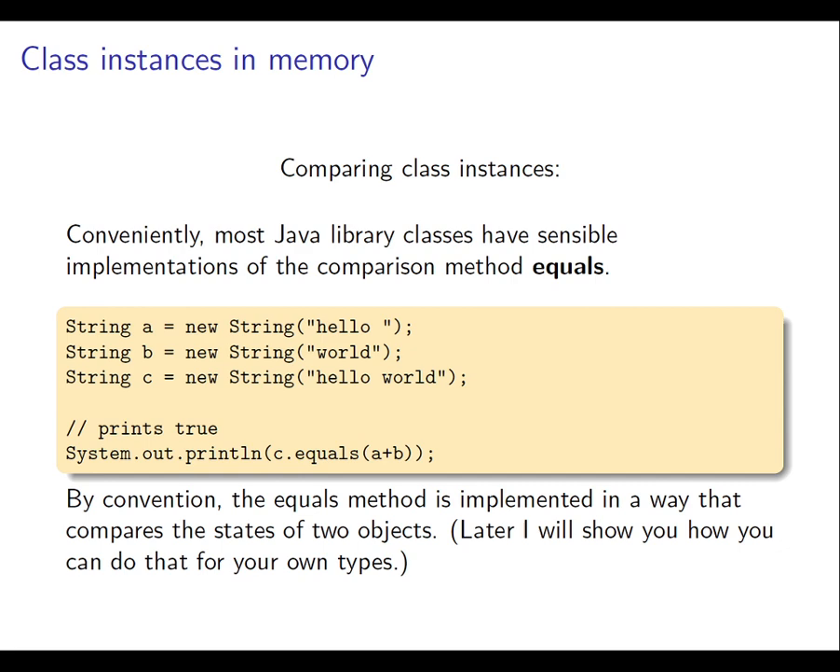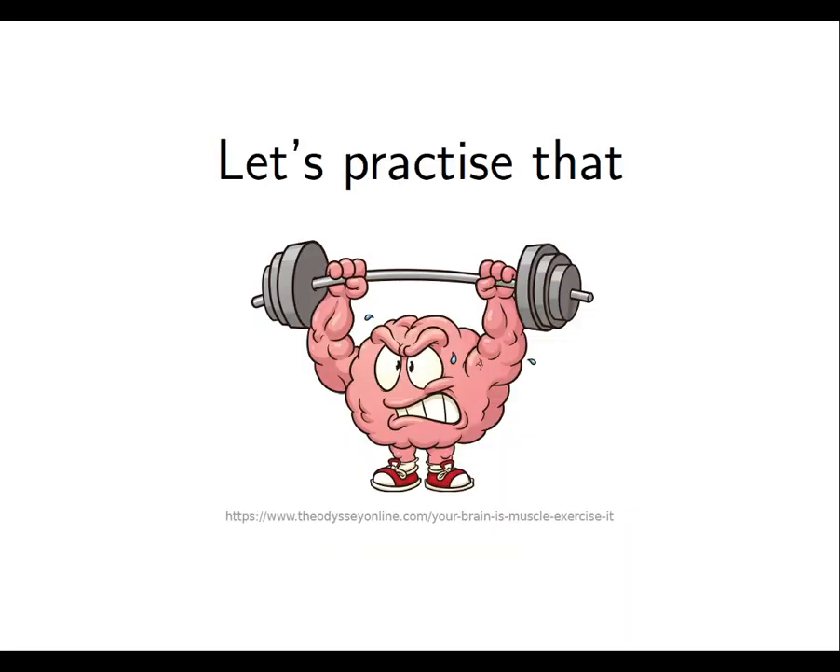What's going on here, by the way, is that the equals message is being sent to the object c with the argument being an object which is the result of doing a plus b. Okay? c carries out the behaviour, which is to say, I'm being asked whether something equals me, and the thing I'm being asked whether equals me is this thing which is a plus b. And we'll talk a bit more later about what the equals method actually does. That's a good place to stop.